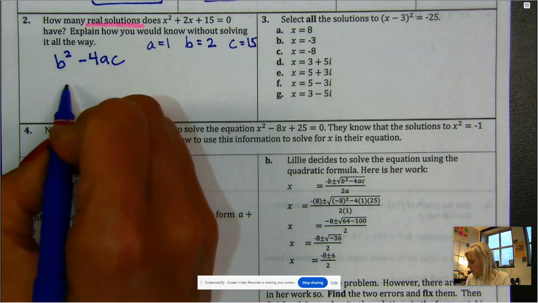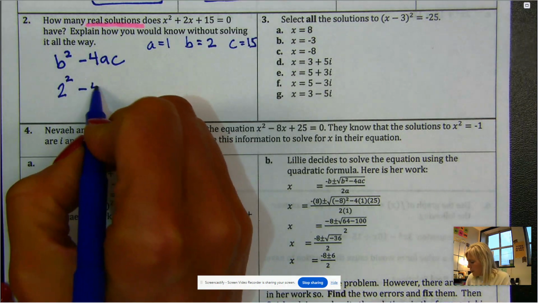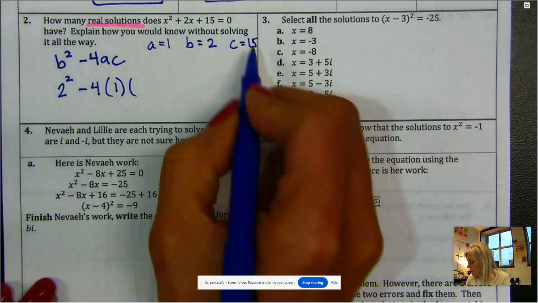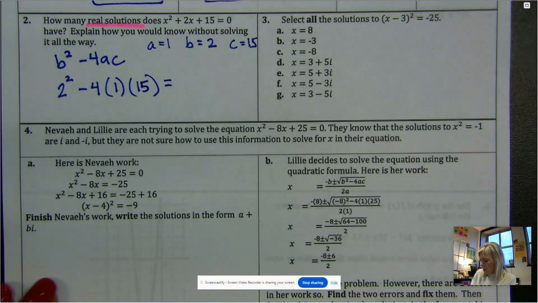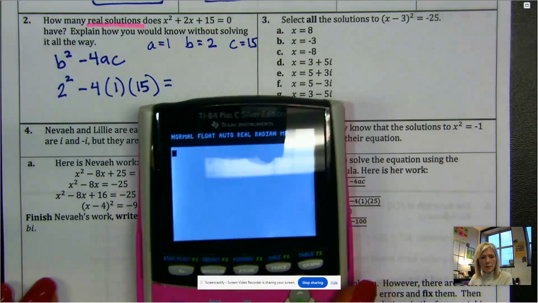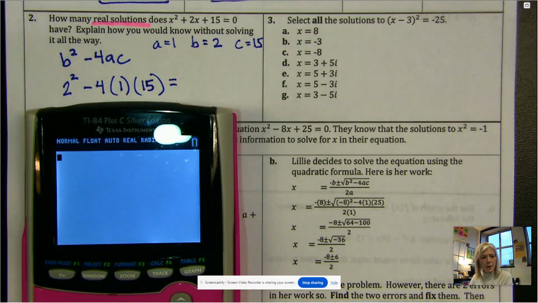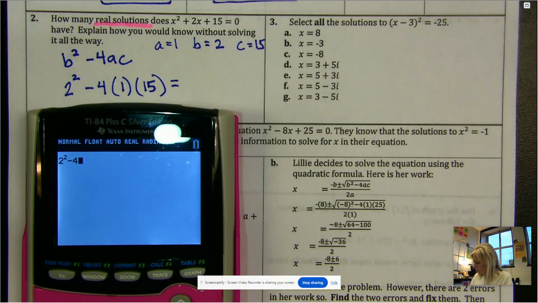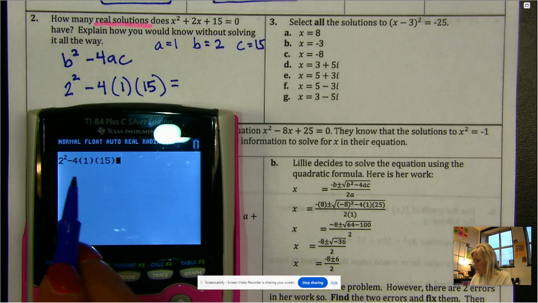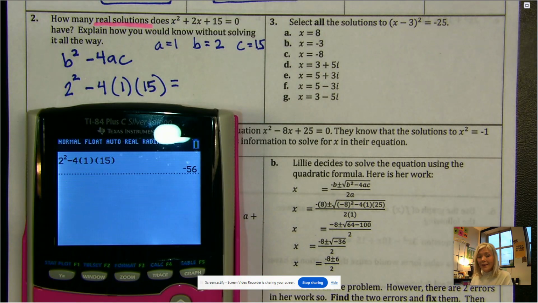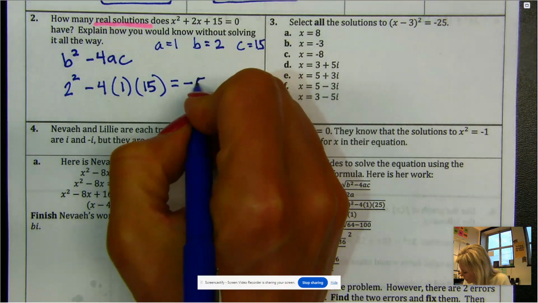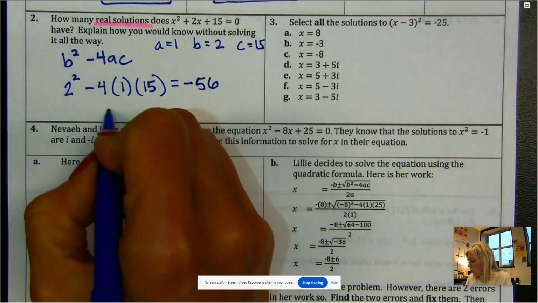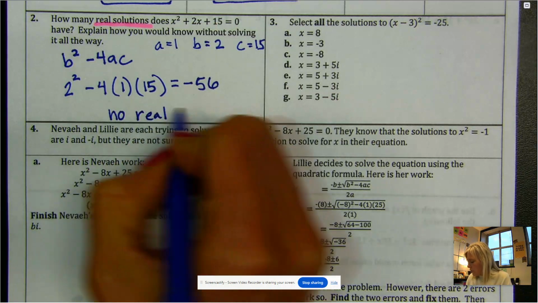So I'm going to calculate 2 squared minus 4 times 1 times 15. And I'm going to put that all into my calculator at one time. Okay, so 2 squared minus 4 times 1 times 15. So b squared minus 4ac, negative 56. So since this is negative 56, there are no real solutions.